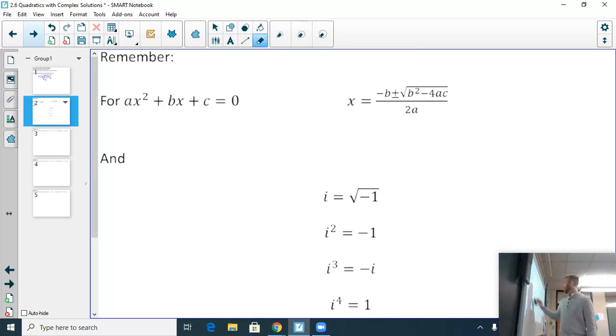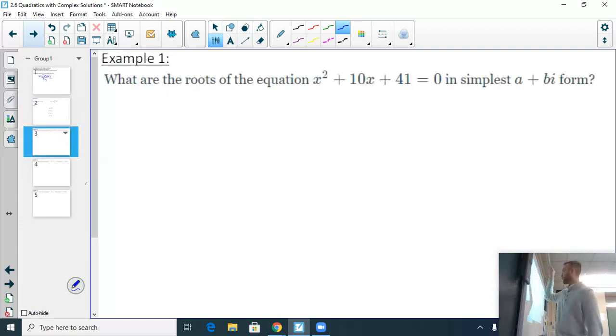And then just a quick reminder on imaginary numbers, the square root of -1 is i. So if you square that, it takes the square root away, -1. And then you cube it, so -1 times i is just going to be -i. And then again, i to the fourth would be i squared times i squared, or -1 times -1, which is +1. So quick reminder, if you don't have this stuff written down, at this point, I would definitely write it down. But we're just going to get straight into some examples.